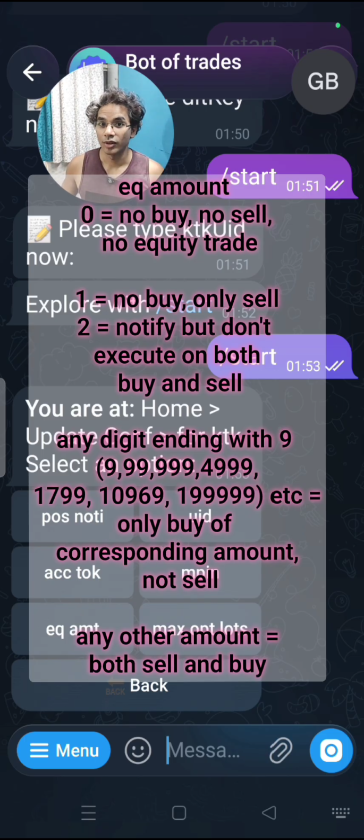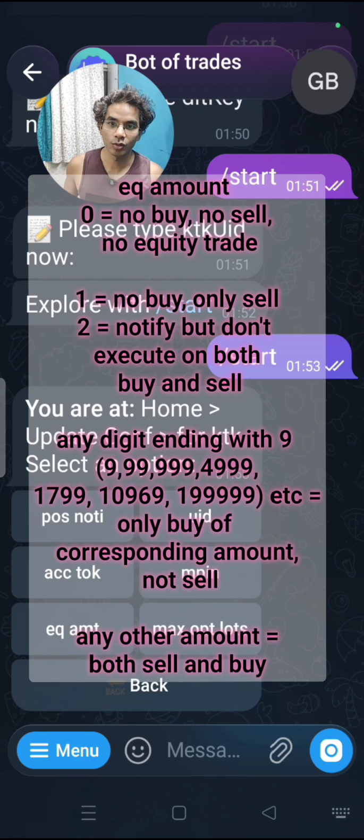If the last digit of the equity amount, the rightmost digit, is 9, then it will not do any sell, only buy. So let's say the market is very down, and you think that if I sell more, then it is not going to be good, like you are thinking from a long-term perspective. In that case you can set it to 9. The bot will not sell, it will do only buy, and for any other amount it will do both buy and sell. There is one more number.